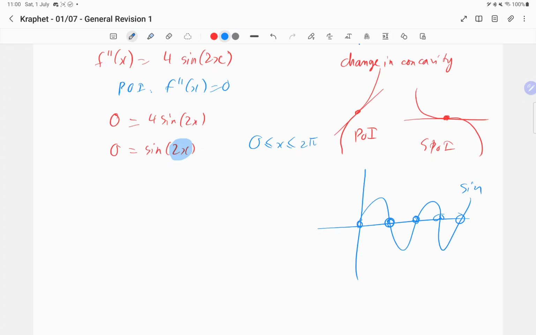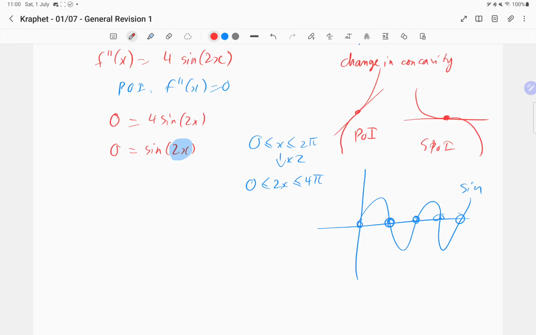Right? And that's why you need to know what the domain is, so you know how many answers there are. Now this is x. If you want 2x, you multiply everything by 2. So 0 times 2 is 0, x times 2 is 2x, and 2 pi times 2 is 4 pi. How many answers are there, Steven?